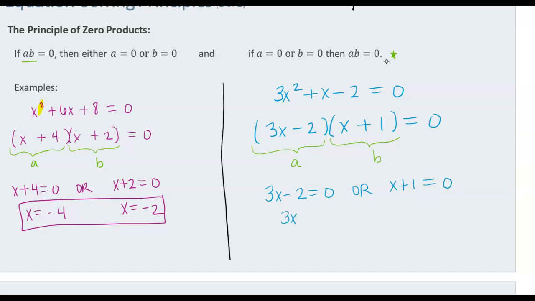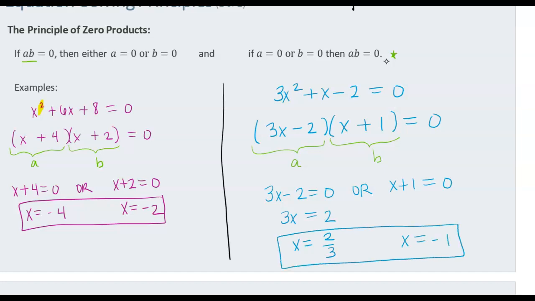Here we'll have 3x equaling 2, or x is 2/3. And over here we'll get x is equal to negative 1. Again, we're ending up with two solutions which matches up with the highest exponent of our original equation.